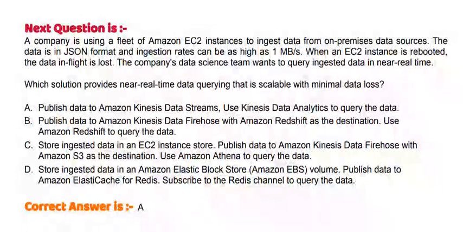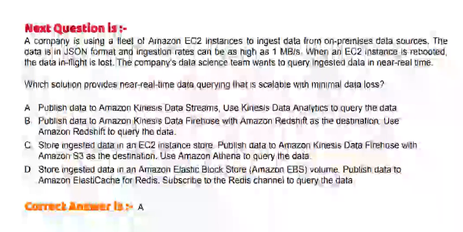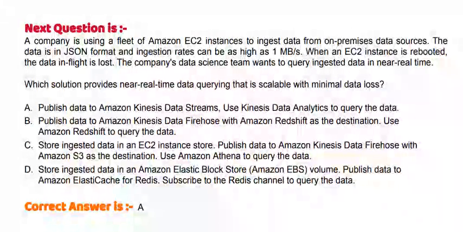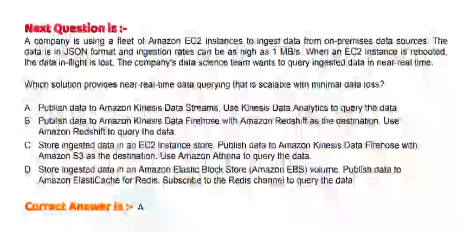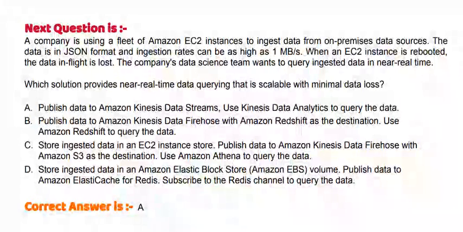Option C. Store ingested data in an EC2 instance store. Publish data to Amazon Kinesis Data Firehose with Amazon S3 as the destination. Use Amazon Athena to query the data. And option D. Store ingested data in an Amazon Elastic Block Store volume. Publish data to Amazon ElastiCache for Redis. Subscribe to the Redis channel to query the data.